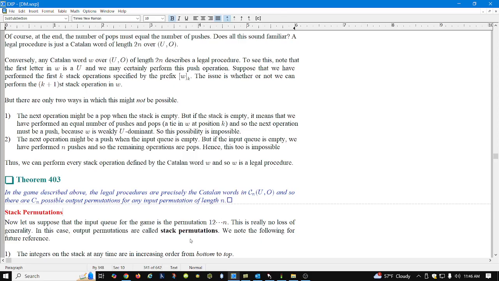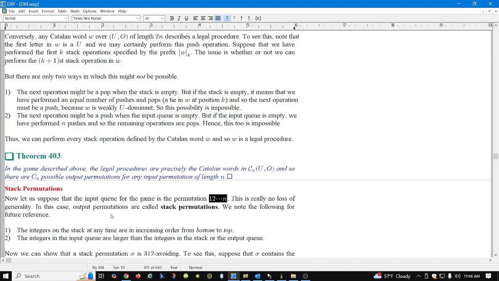Suppose the input permutation is just 1 through n in order. This isn't any loss of generality because we can always arrange it this way by relabeling the input before we start. We can undo that relabeling when we get to the output permutation just by reversing the labeling. But when the input permutation is 1 through n, the output permutation is called a stack permutation.